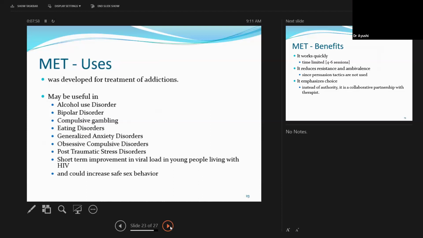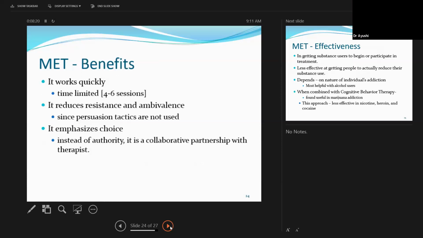Now, the uses of MET. It was developed for the treatment of addictions. It may be useful in alcohol use disorder, bipolar disorder, eating disorders, generalized anxiety disorders, obsessive compulsive disorders, post-traumatic stress disorders, short-term improvement in viral load in young people living with HIV, and it could also increase safe sex behavior.